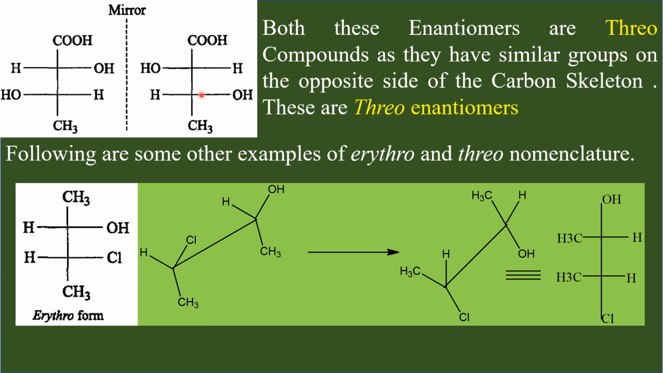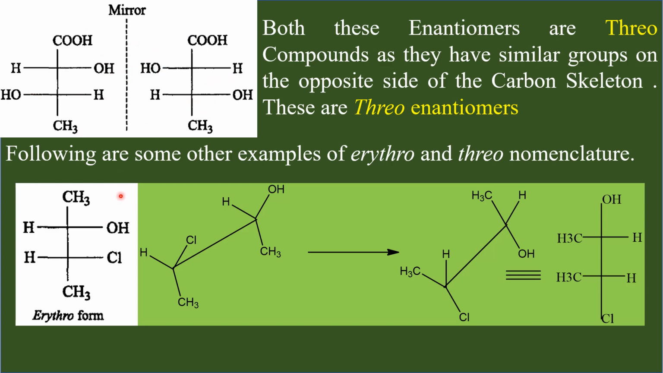We have another set of examples here. These two are the enantiomers. Yes, there are two chiral centers with two similar groups, hydrogen, hydrogen, OH, OH, and the third group is different. And these two are enantiomers. In both the structures we find the similar groups present on the opposite side of this vertical line in the Fischer projection formula. Therefore, these are threo compounds. If the two similar groups are on the opposite side, they are called threo compounds, and these two are threo enantiomers.